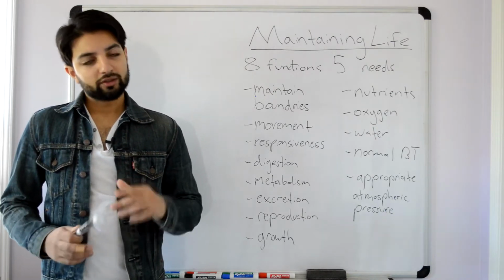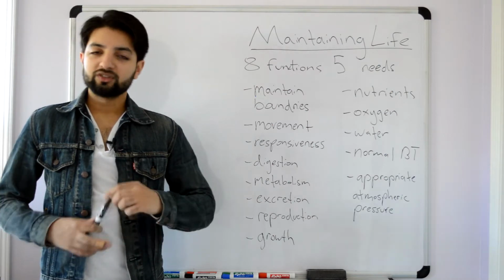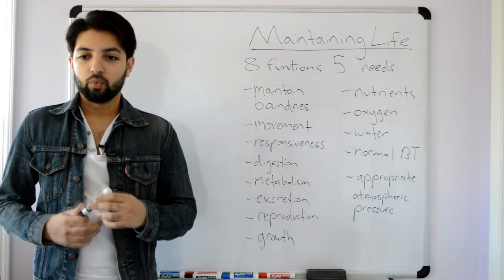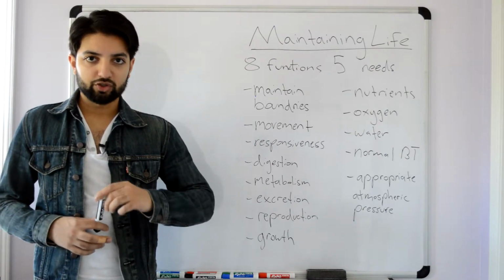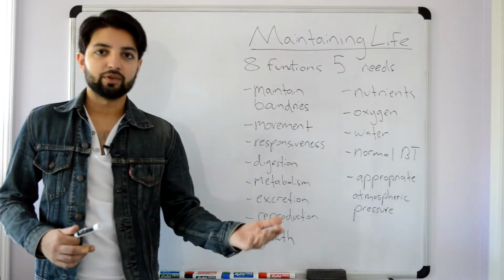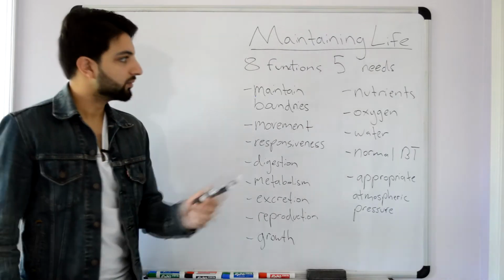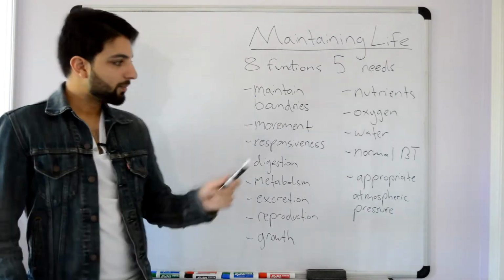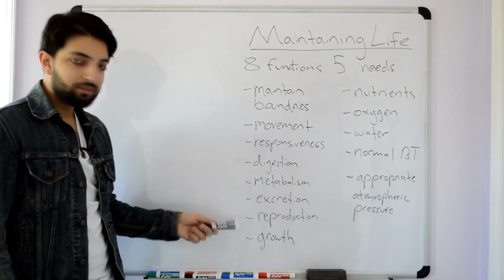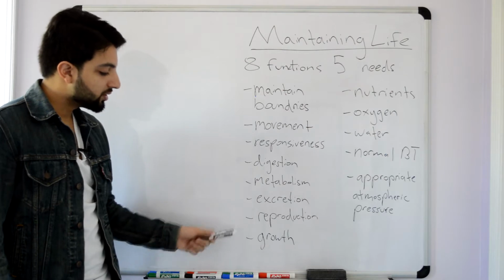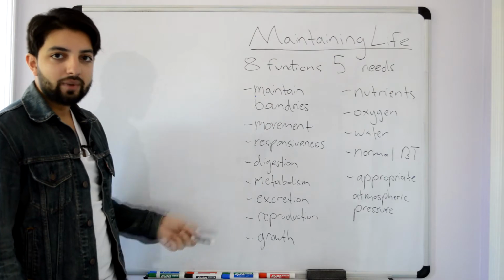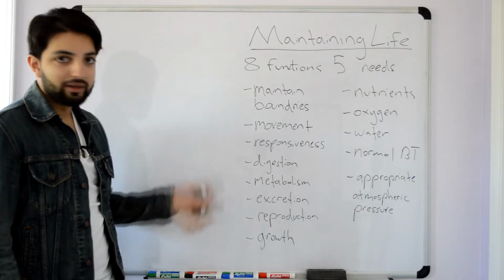So, now that we know about the structural organization, what's the point? Why do we have all this highly organized structure? Well, it's because we have to accomplish 8 functions, and we need 5 things in order to be able to accomplish those functions. So what are the 8 functions? Maintaining boundaries, movement, responsiveness, digestion, metabolism, excretion, reproduction, and growth. The 8 functions that the human body must go through to maintain itself.